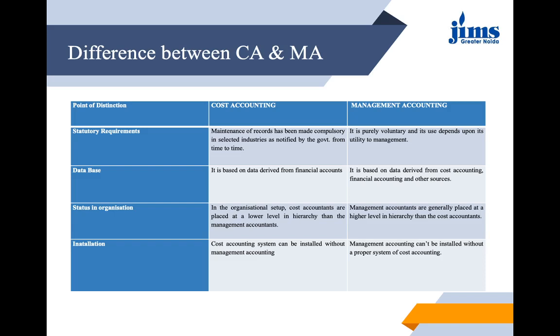If we see the database, from where the data is being derived: for cost accounting, data is obtained from financial accounting. Till now, I hope you got to know that very well. Whereas in management accounting, we use the data derived from financial accounting as well as cost accounting both. Status in organization: in the organizational setup, cost accountants are placed at a lower level in the hierarchy. If we see from top to bottom, cost accountants are placed at a lower level as compared to the management, and vice versa. Management accountants are generally placed at a higher level in the hierarchy than the cost accountants.